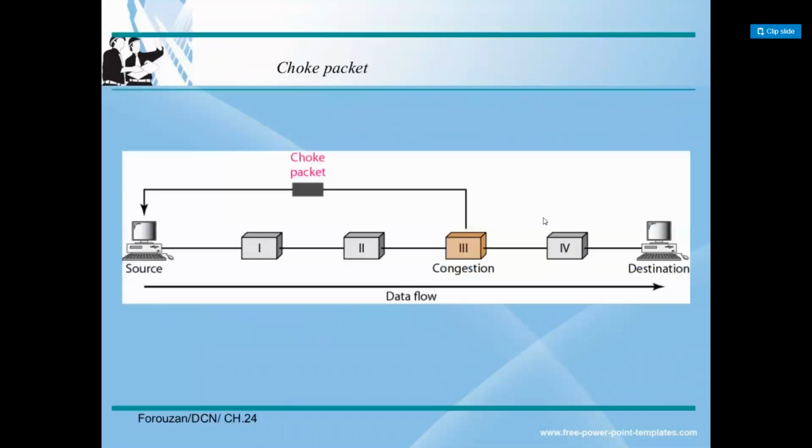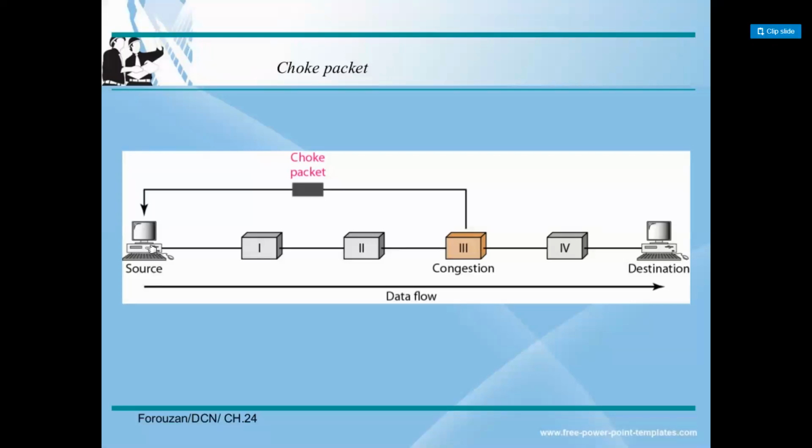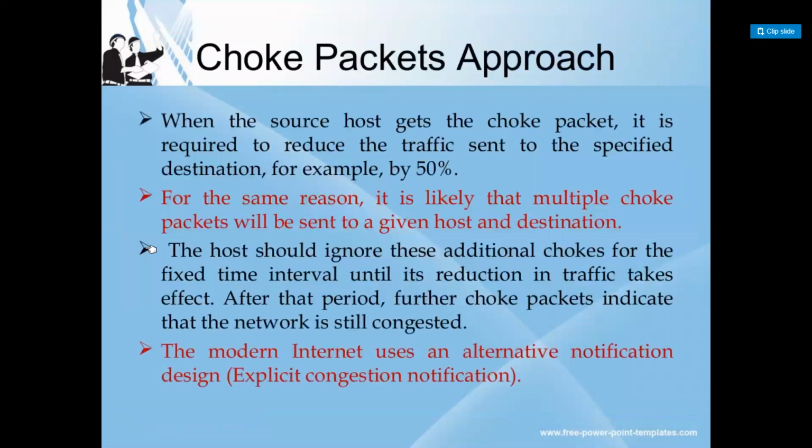See here, this is the choke packet approach, which we saw in the last class. Here 1, 2, 3, 4 are routers. Congestion occurs at this router, and from this point it directly sends information by choke packet. If the sender receives the choke packet from the router, the sender will slow down its transmission. This is one way of giving feedback by a router to the sender.